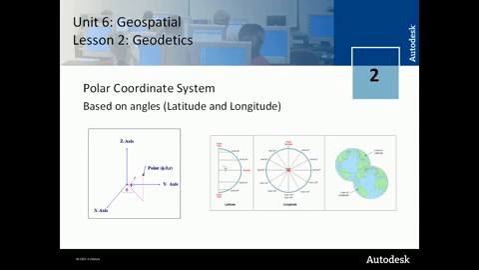A polar coordinate system is based on angles, and the primary example of a coordinate system is a latitude and longitude. And that is measuring the position on the surface of the Earth based on a position or an angle relative to the equator and also relative to the prime meridian. So the combination of latitude and longitude can give you your position based on polar coordinates on the surface of the Earth.